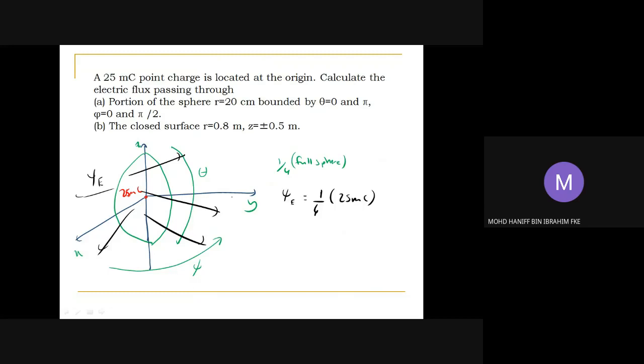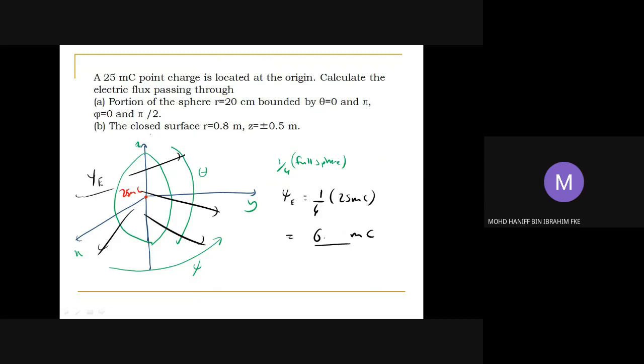That is why the total flux passing through this portion of the sphere will be 1/4 of 25, which is about 6 point something in millicoulomb units. So that should be the flux amount passing through the portion of the sphere here. Okay? All right.